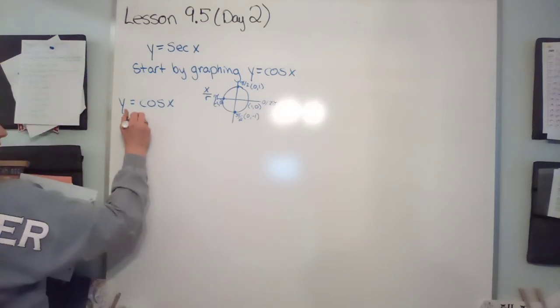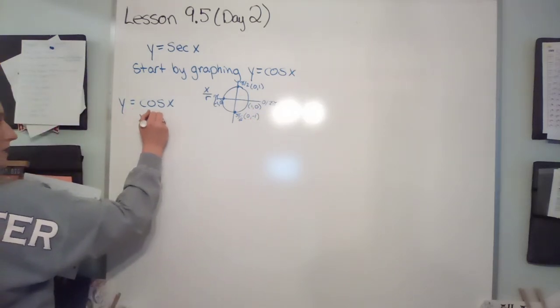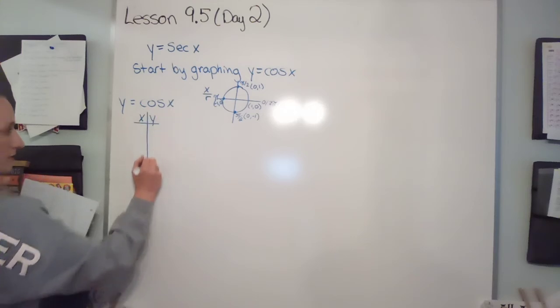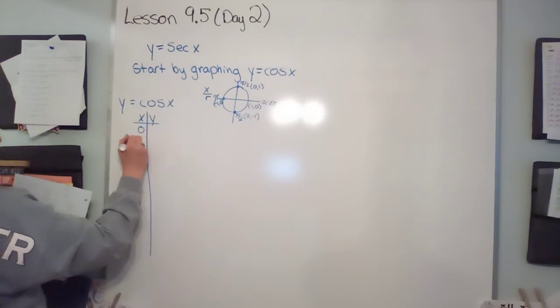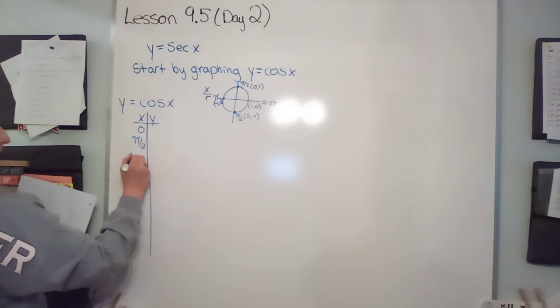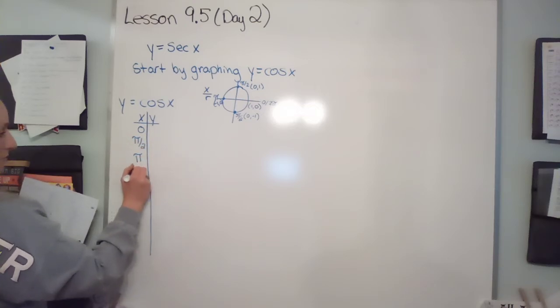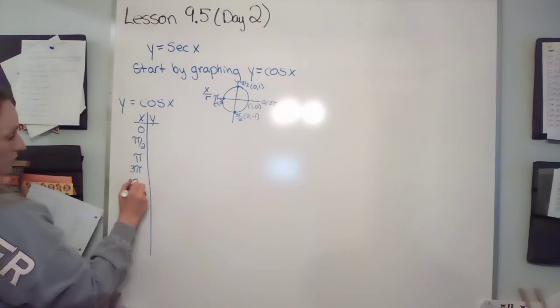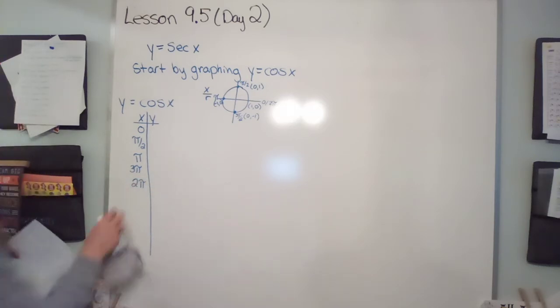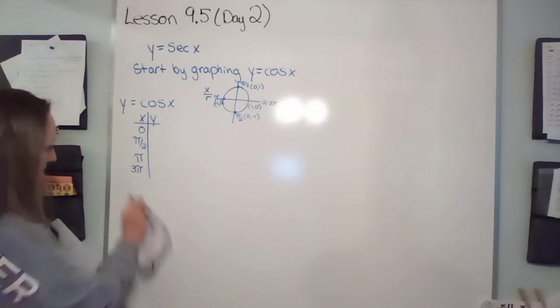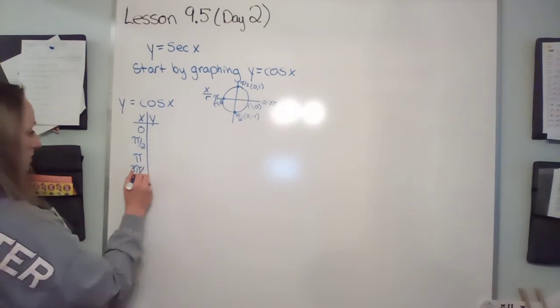Okay? So for cosine, when I come up with my table, quick little review as to where the points come from, I'm going to use 0, pi over 2, pi, 3 pi over 2, and 2 pi. I said it, but didn't write it right. Hold on a second. 3 pi over 2, and then 2 pi.